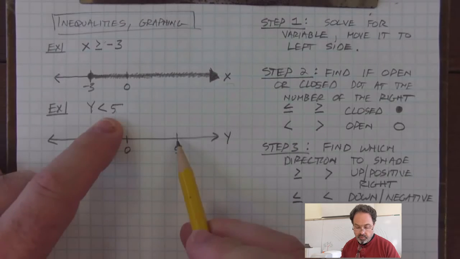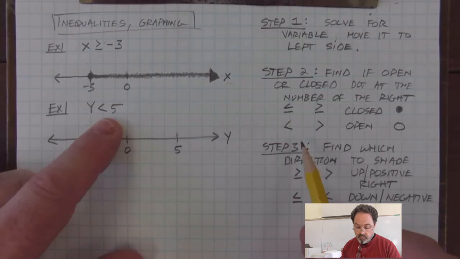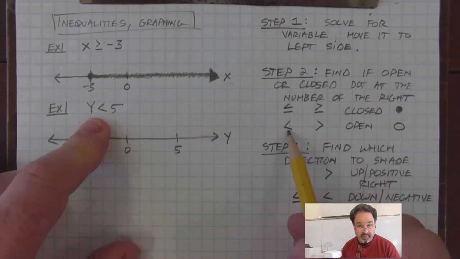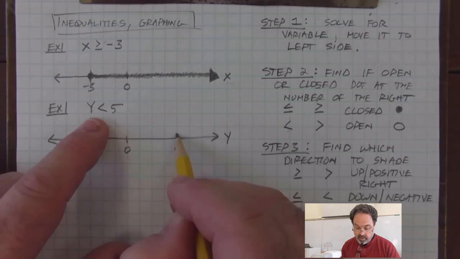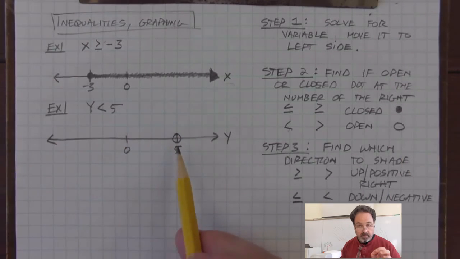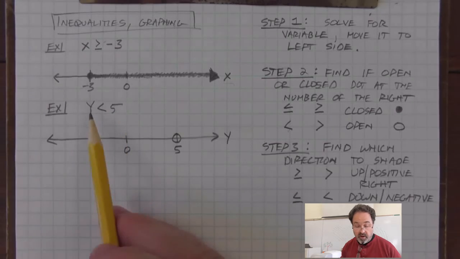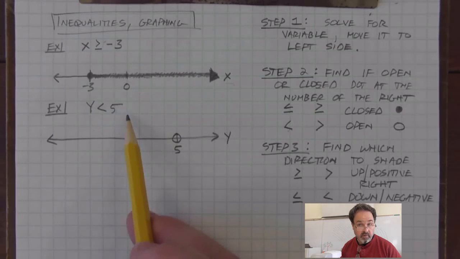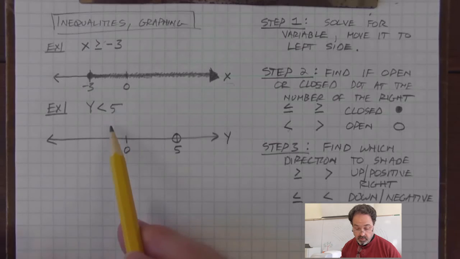We're going to put an open dot or a closed dot there. For this symbol, which is strictly less than, we use an open dot. It's a placeholder to locate an important location, but we can't be at that exact location of 5. 5 is not a solution to this inequality because 5 is not less than 5. 5 is equal to 5.